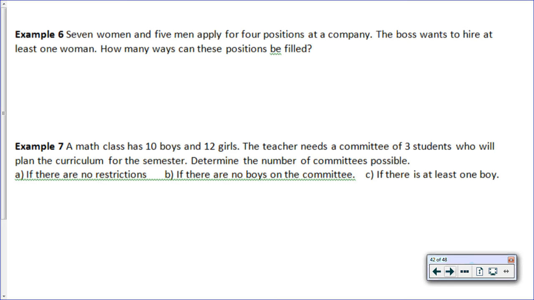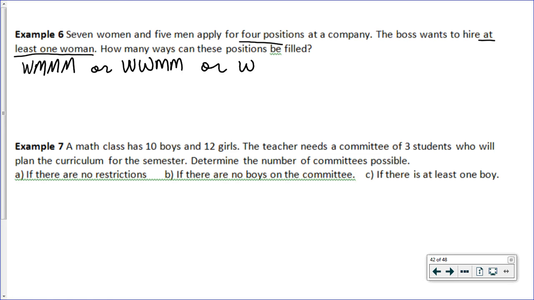So looking at some more problems. This one, 7 women and 5 men applied for 4 positions at a company. The boss wants to hire at least 1 woman. How many ways can these positions be filled? So when we're looking at least 1 woman or at least scenarios, that means we would have, for example, 1 woman and there are 4 positions, so 3 men. Right, so that's 1 scenario. Or it could be 2 women and 2 men. Or it could be 3 women and 1 man. And the last possibility would just be all the female candidates.